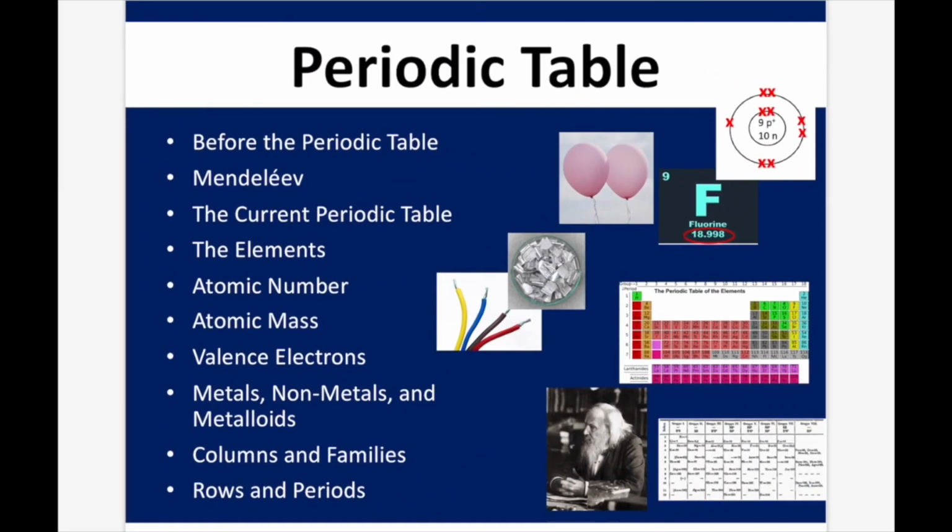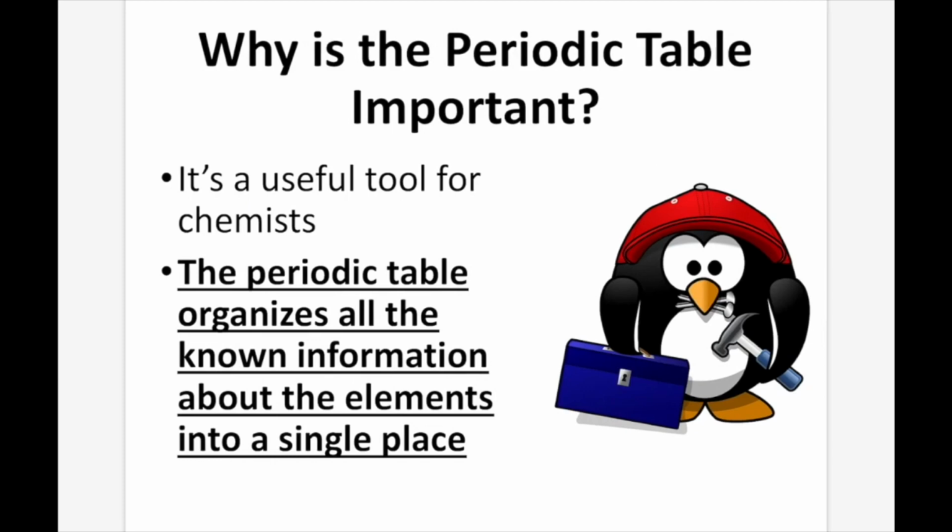Periodic table. In this lesson, we're talking about what life was like before the periodic table, Mendeleev, the current periodic table, the elements, atomic number, atomic mass, valence electrons, metals, nonmetals, and metalloids, columns and families, and then lastly, rows and periods. Why is the periodic table important? Well, it's a useful tool for chemists.